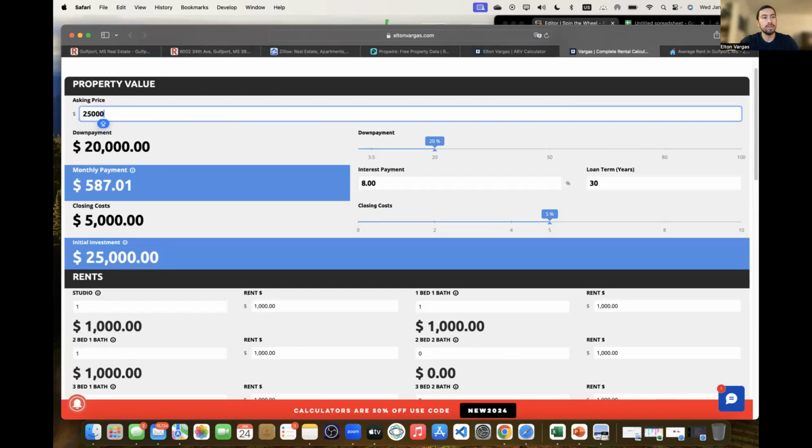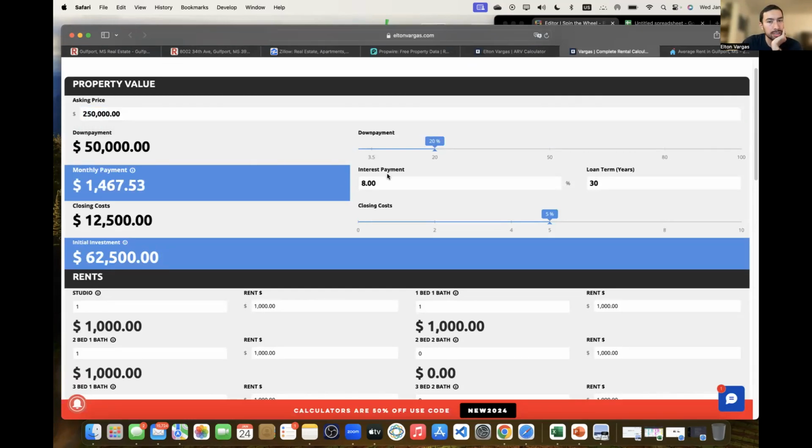So $250,000. Let's say I need to get a loan. I'll put 20% down. I'm gonna go with like 7.5% interest on this property, 30 years. My down payment is gonna be $50,000. My monthly payment, which is principal and interest, is going to be basically $1,400. My closing costs are going to be $12,500.